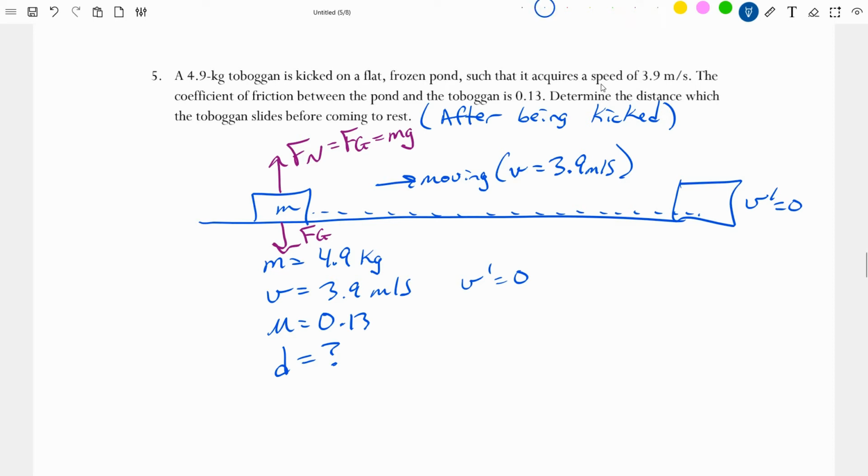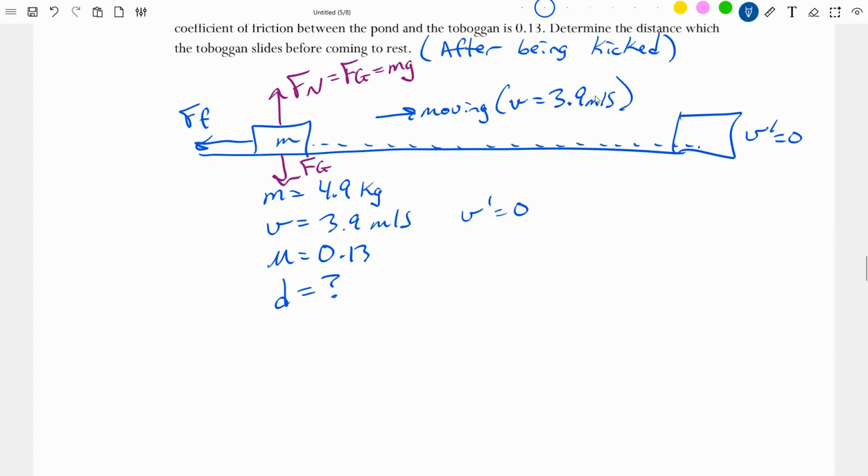And there is a force of friction that is causing it to slow down as it moves. And remember, there's no applied force because I'm considering the moment after it was kicked. If you had an applied force in here, then you really wouldn't be up to your starting speed, at least what I'm calling the starting speed, of 3.9 meters per second yet. So hopefully that's clear from what I've just explained.